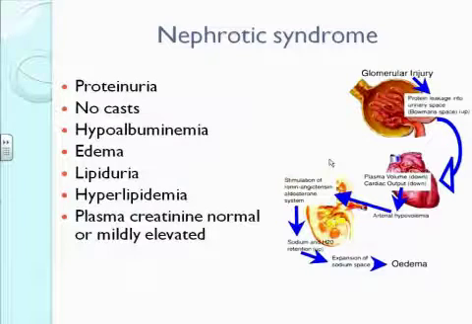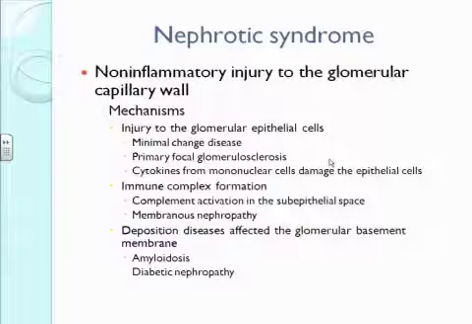Okay? Now, if you get a person who develops what's called nephrotic syndrome, that is the lower degree of problems. It's not a severe one. It's where you get proteinuria. Sometimes you get a little bit of protein in, but it's not enough to cause cast formation. So you're getting protein spillage, but not a lot of it, okay? So you don't get casts. You can get hypoalbuminemia over time, so the person will develop peripheral edema, and sometimes you'll also see lipiduria and hyperlipidemia in these patients. And then you'll see a plasma creatinine, which usually is normal or slightly elevated in these individuals. This is caused by a non-inflammatory injury of the glomerulocapillary wall.